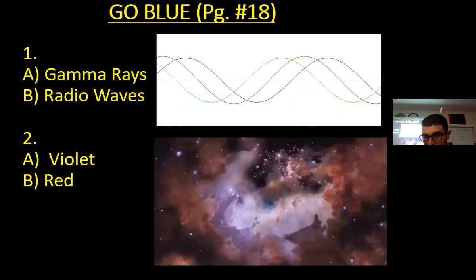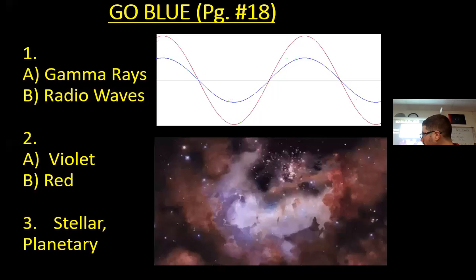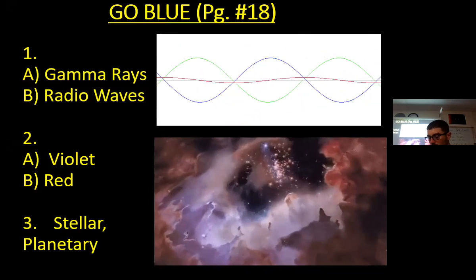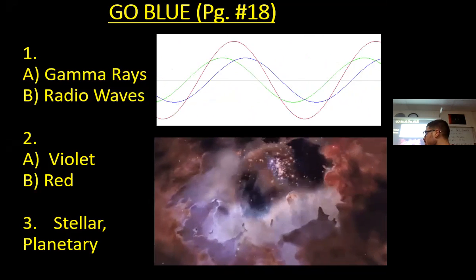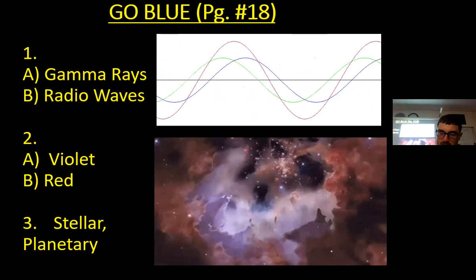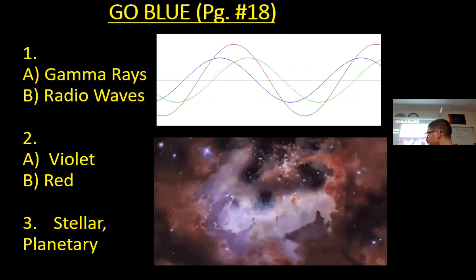And number three, guys, I didn't talk to you in much detail, so I'm going to give it to you right off the bat here as well. Stellar nebulas start at the beginning of a star's life cycle, whereas planetary nebulas are going to be at the end of the star's life cycle, right? So I'll keep that up for a moment. You can take a picture of it if you'd like.